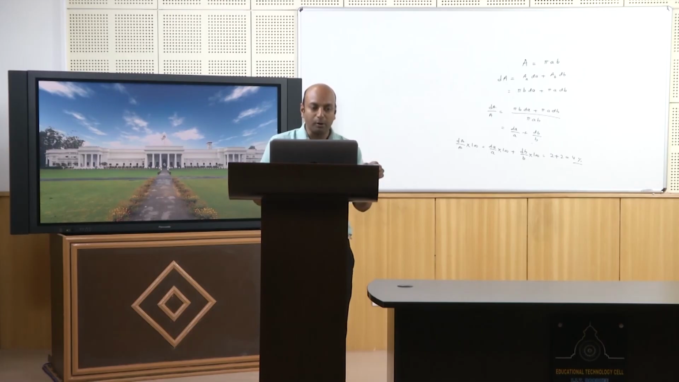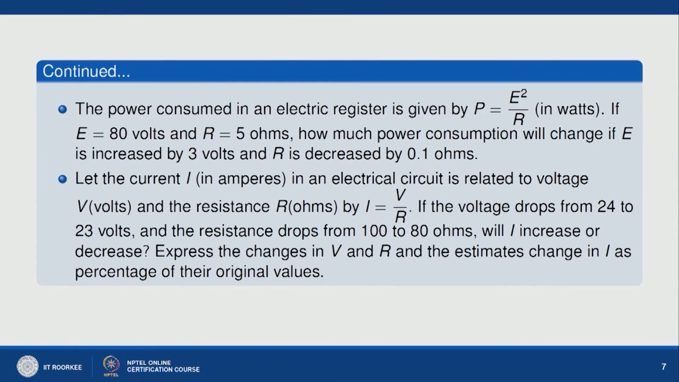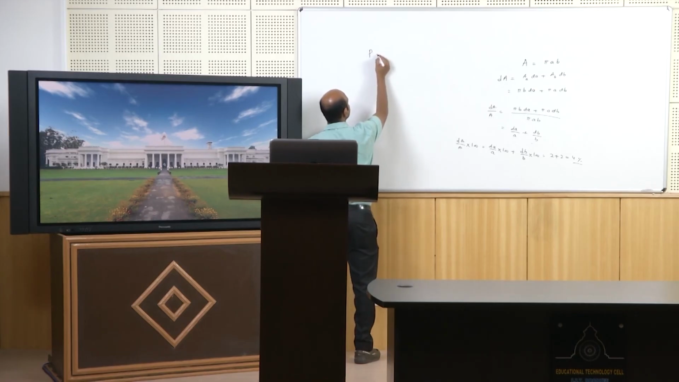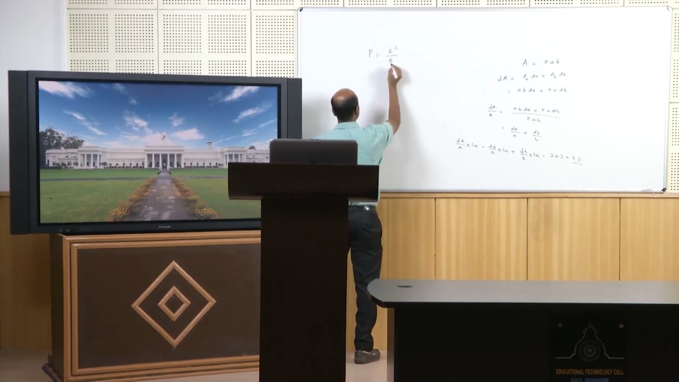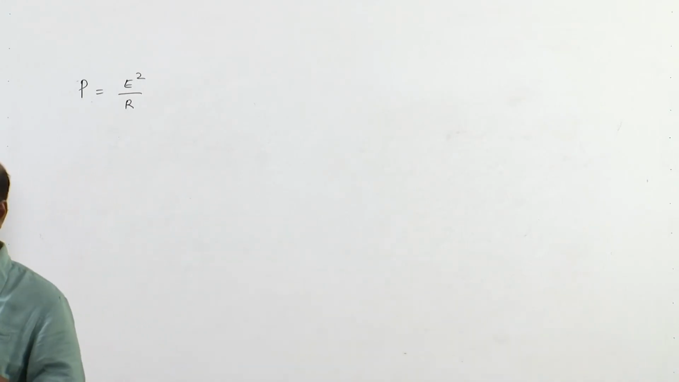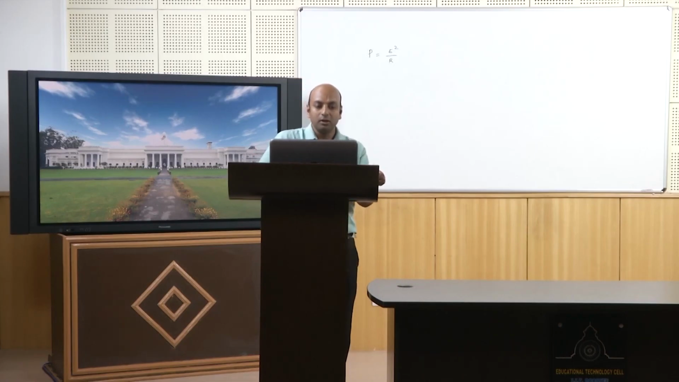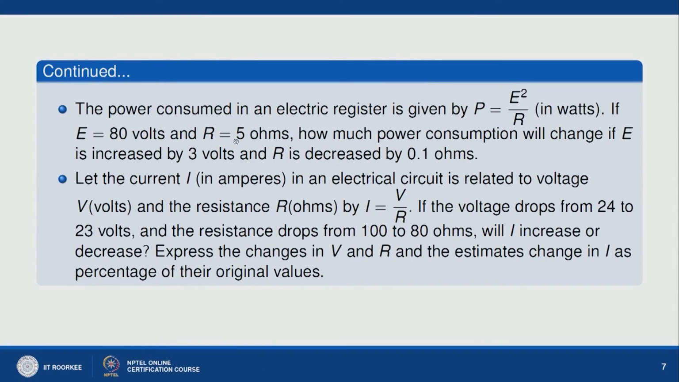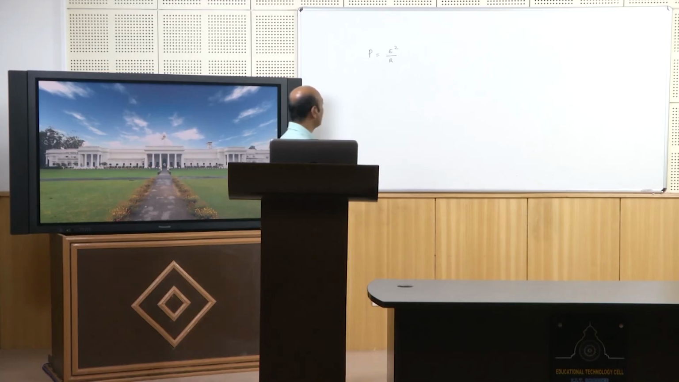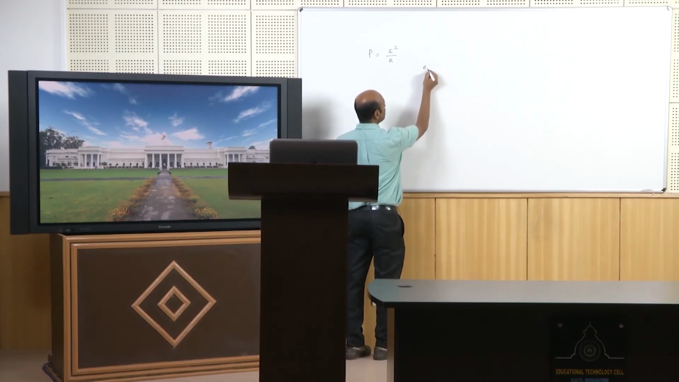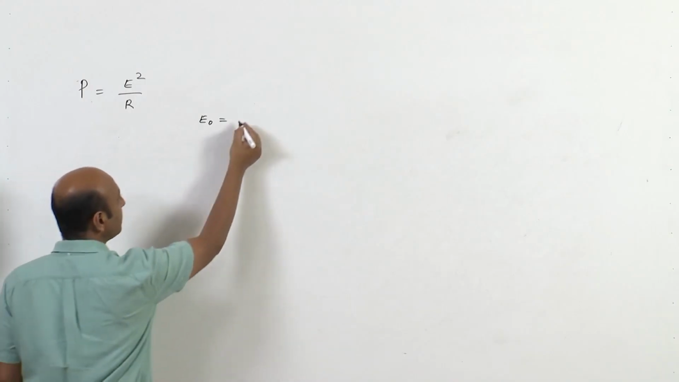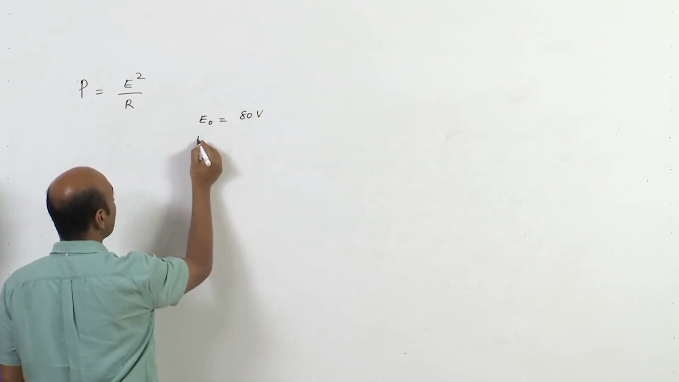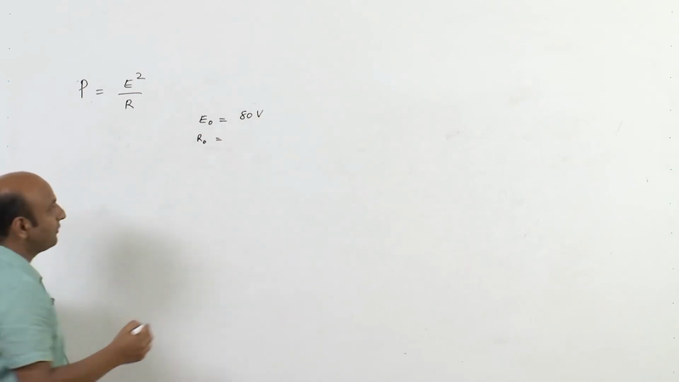Let us solve one more problem. The power consumed in the electric resistor is given by P is equals to E square upon R, in watts. If E equal to 80 volt and R equals to 5 ohms, how much power consumption will change if E is increased by 3 volt and R is decreased by 0.1 ohm? So, that we can find out. So, here E naught is 80 volt and R naught is 5 ohms.